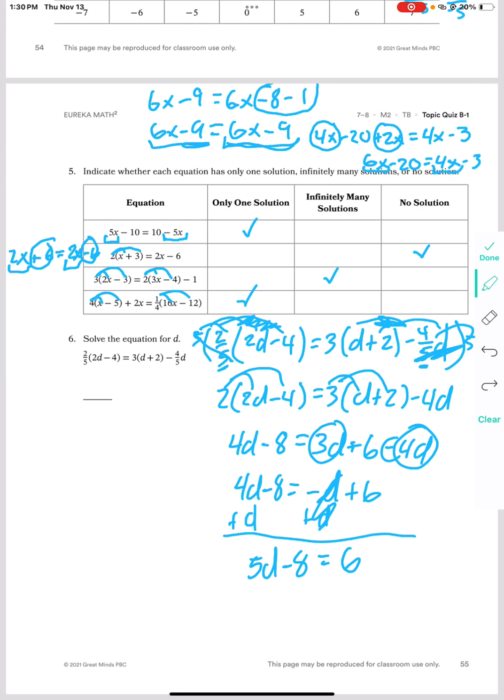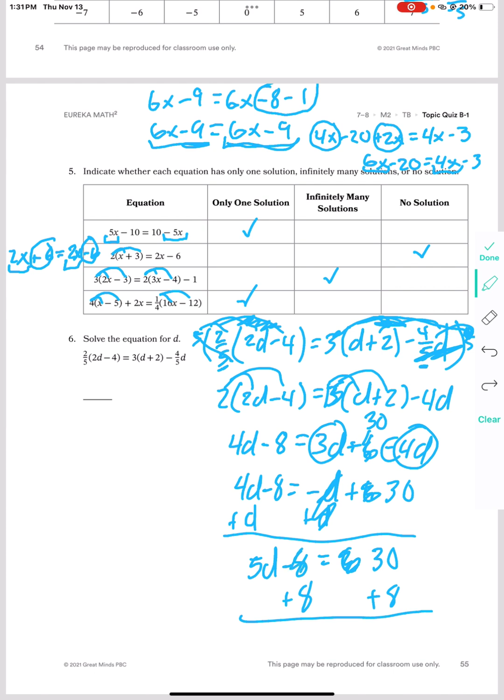So actually, let me say I did make a mistake. So when I distributed this 5, I was supposed to distribute it to that 3 too, because that 3 was inside of that parentheses. So this 3 really should be a 15. And then that would make this 2 turn into a 30. Okay, so I still have the same work, but you see how I'm just correcting where my mistakes are. So now this should be a plus 30 and not a plus 6. Same thing down here, this should be a 30. So now I can do the right thing, plus 8.